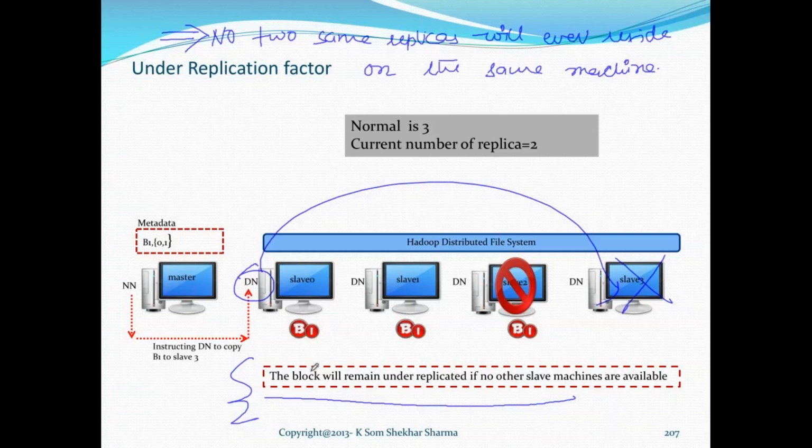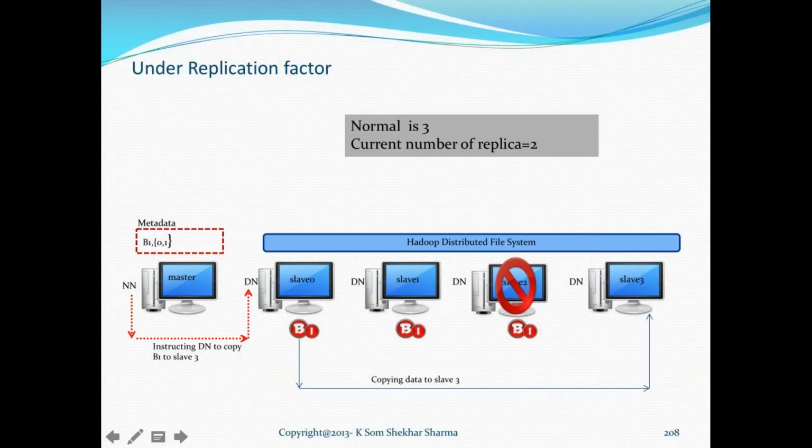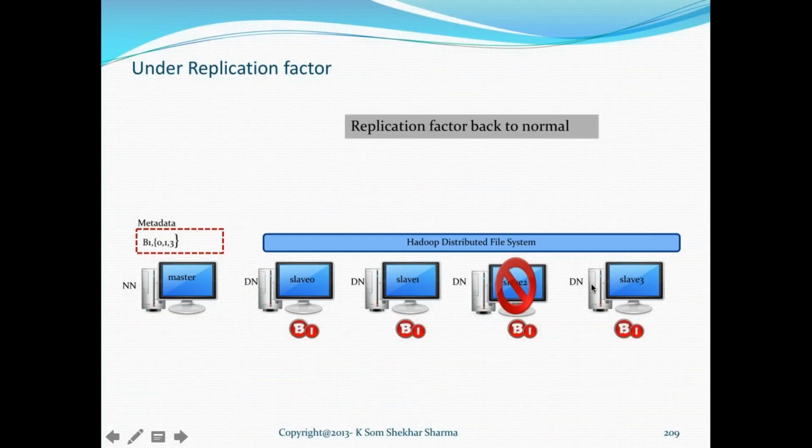So that's why the statement says the block will remain under-replicated if no other slave machines are available. But for the explanation purpose, I have taken another slave machine. So this will copy this data to slave 3, and now all 3 replicas are intact, and the replication factor is back to normal. So from under-replication it has become normal.